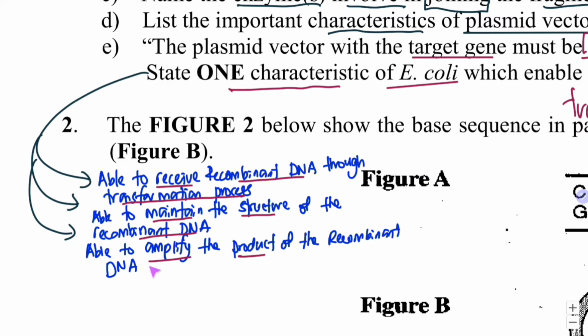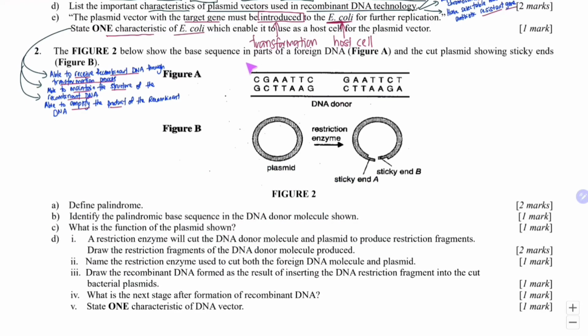So there are three main characteristics for a host cell. So that is for question number 1. Next, for question number 2, figure 2 below shows the base sequence in part of a foreign DNA and the cut plasmid showing sticky end. So it tells us there is already a donor DNA, which it calls foreign DNA, and also a plasmid that has been cut by a restriction enzyme, and the enzyme is of a type that can produce sticky ends. The one on the left is called sticky end A, and the one on the right is sticky end B.